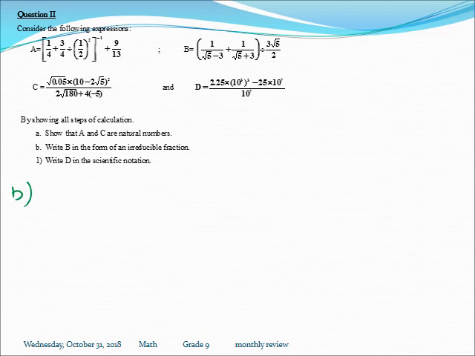B. Write B in irreducible form. B equals 1 over (radical 5 minus 3), plus 1 over (radical 5 plus 3), divided by 3 radical 5 over 2.